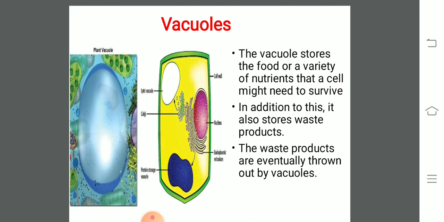Okay, because the vacuoles are nothing but the storage sacks for solid or liquid contents. They don't have any typical shape or size. The structure of the vacuole changes according to the need of the cell. Vacuole is bound by a single membrane.